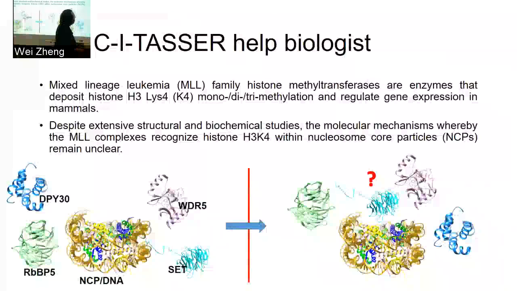Here we show one case to indicate that CI tester can help biologists to solve a biology problem. We know one protein complex called the MLL complex, which is an enzyme that can regulate gene expression. It is a protein complex that can bind to the DNA molecule. Although each component of this complex has already been solved, how each individual monomer forms the complex to bend this DNA molecule is still unclear.